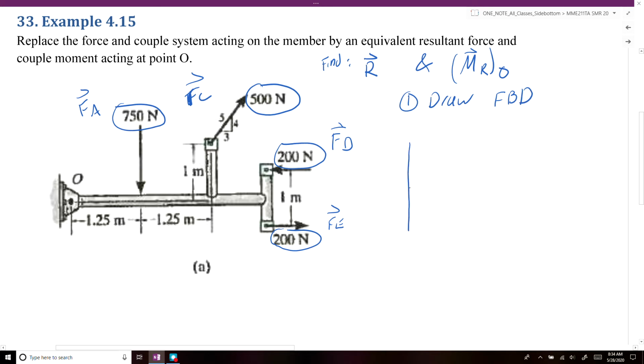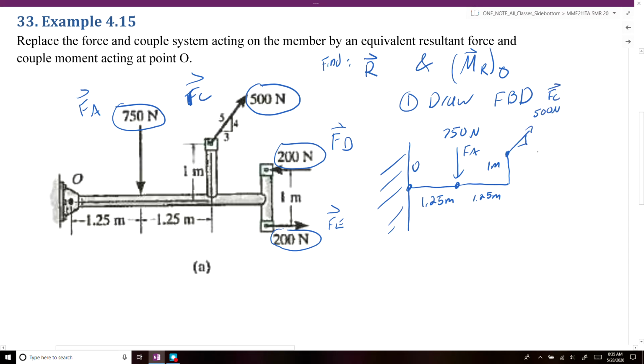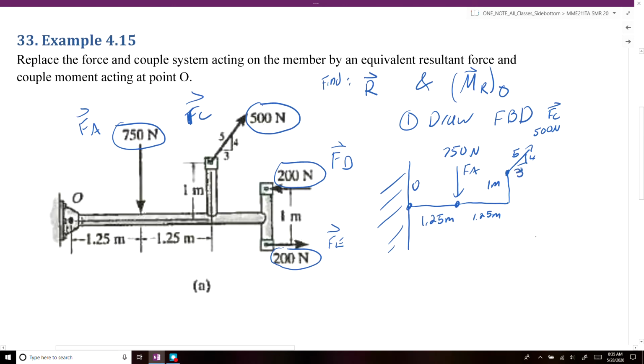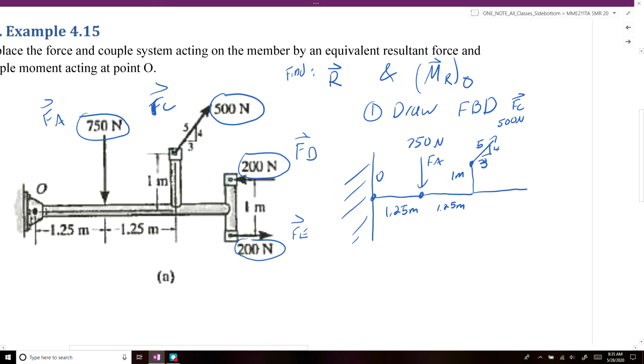So we'll have point O here. We'll have 1.25 meters separating the 750 Newton load at point A. Then another 1.25 meters over, we'll have a 500 Newton load. That's force C, and that's going to be at an angle that's proportional to a 3, 4, 5 triangle. Alright, and then our last two forces are going to be 200 Newton forces at points D and E.